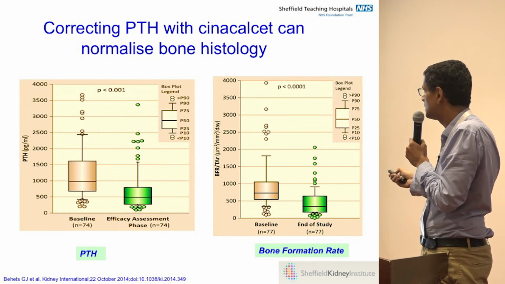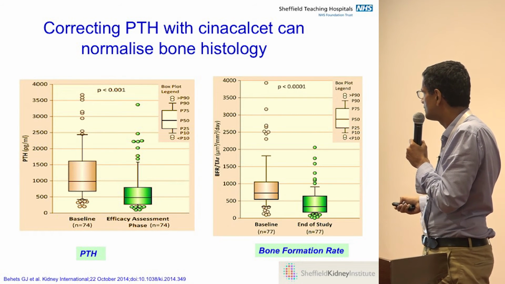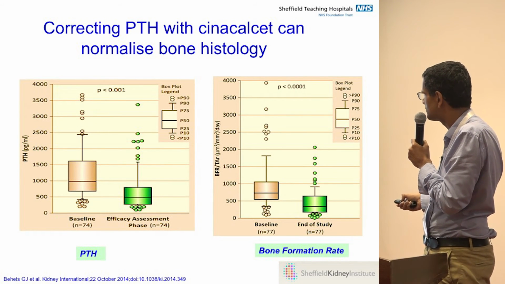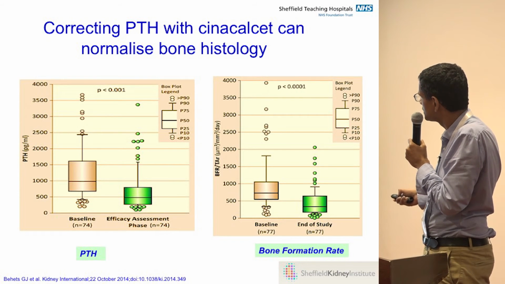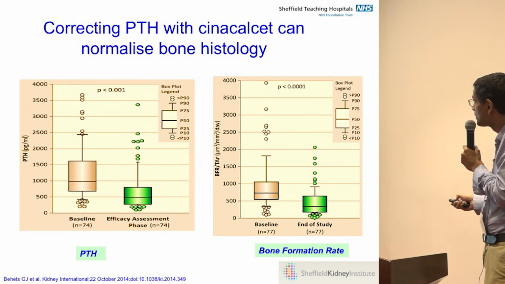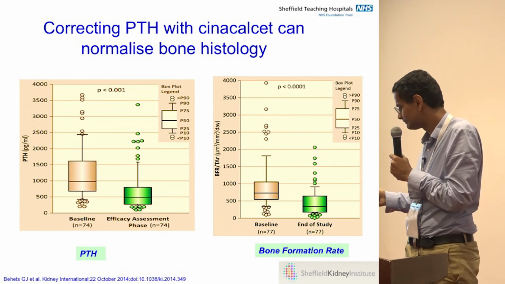So this is a study from Belgium, I think, the BONAFIDE study, which gave cinacalcet to people with CKD who also got bone biopsies at the beginning of the year and at the end of the year. Cinacalcet improves your PTH, unsurprisingly, but in quite a few patients, it actually completely normalized bone histology.